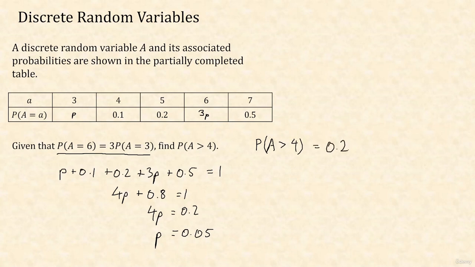Probability that it's 5 is 0.2. Probability that it's 6 is 3p, so 3 times my p value from below. And the probability that it's 7 is 0.5. Add these up and I get 0.85, and that's the answer to this question.